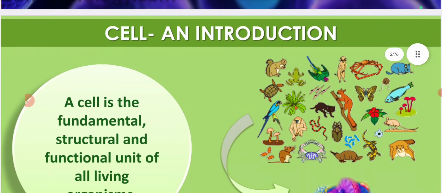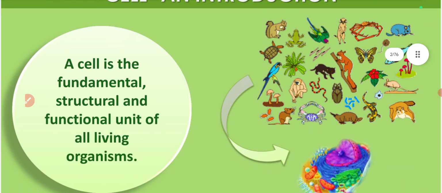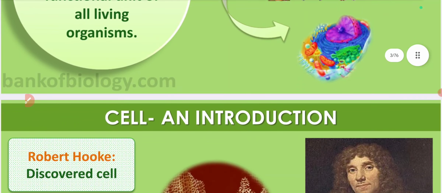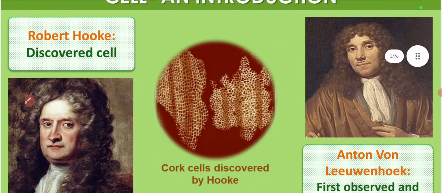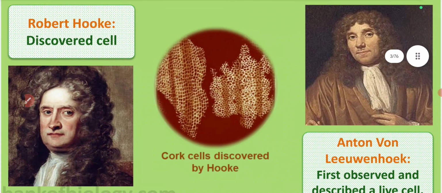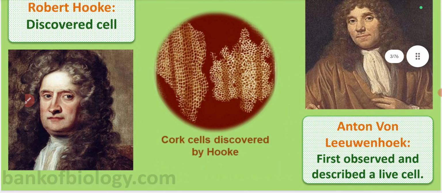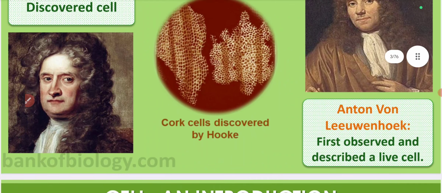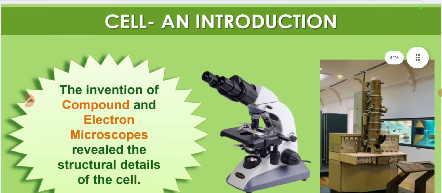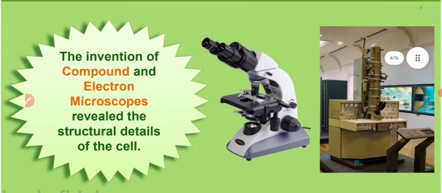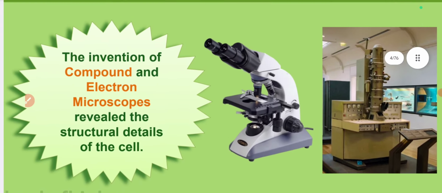So let's start. Cell. A cell is the fundamental structural and functional unit of all living organisms. Introduction. Robert Hooke, we all know, discovered the cell in 1665, and coined the term cell. Then Anton von Leeuwenhoek came and observed a living cell in pond water. Next, the invention of the compound and electron microscope revealed the structural details of the cell.